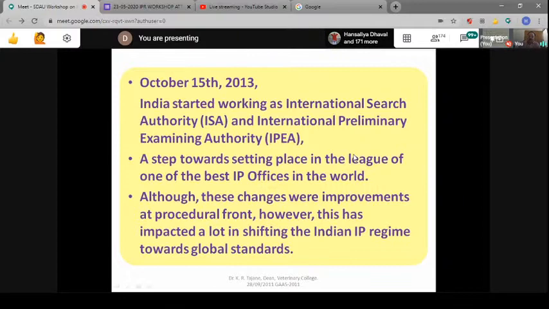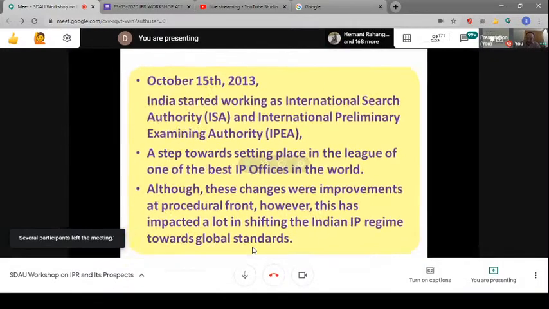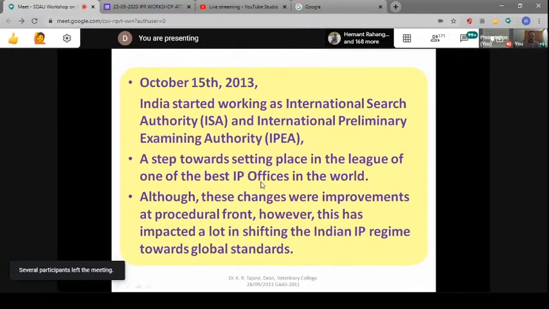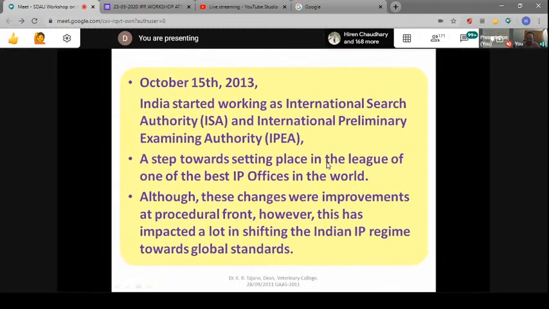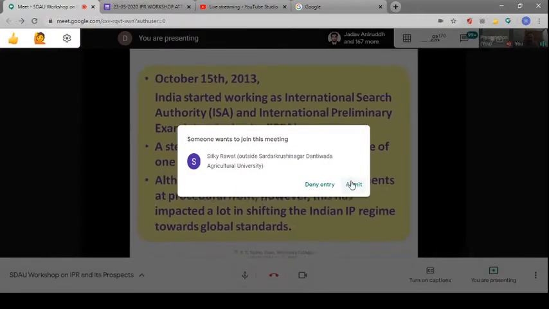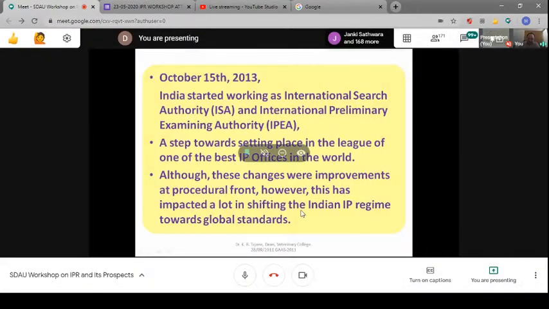You can approach the office very easily, and consult the experts in the IP office very easily. So that is also a very good change in the year 2013. Now, these changes, especially what we have discussed for 2012 and 2013, were efforts on the procedural front. The procedure to file a patent became easy. So that is the procedural front, not policy changes.